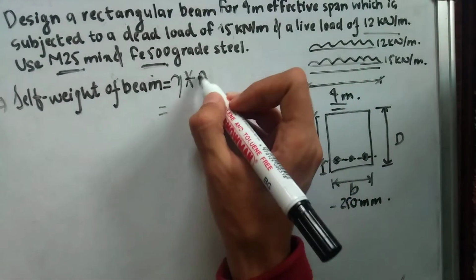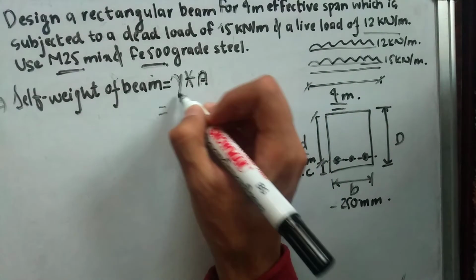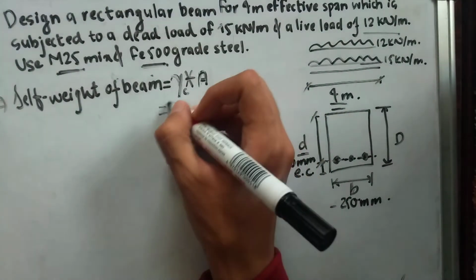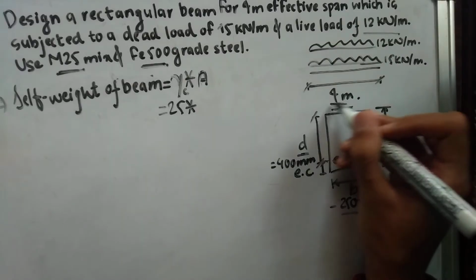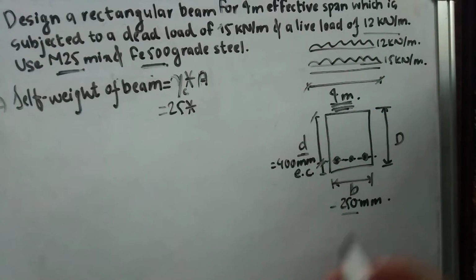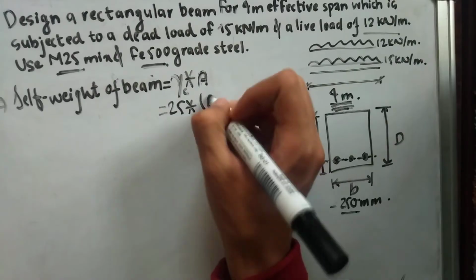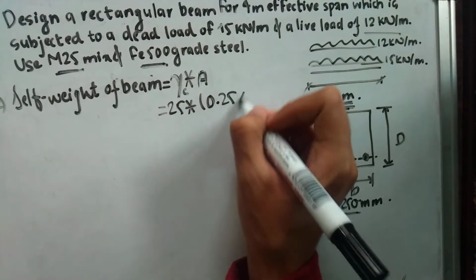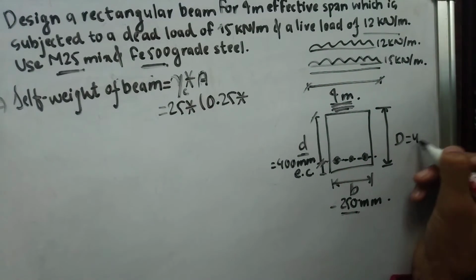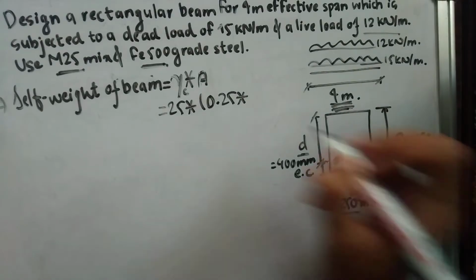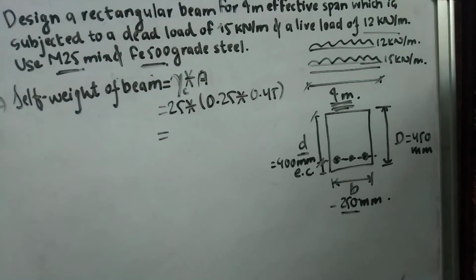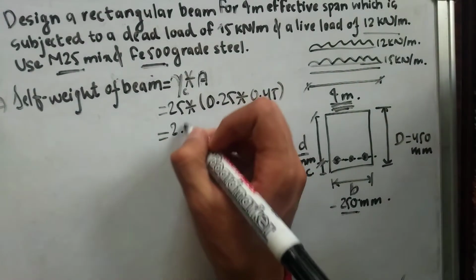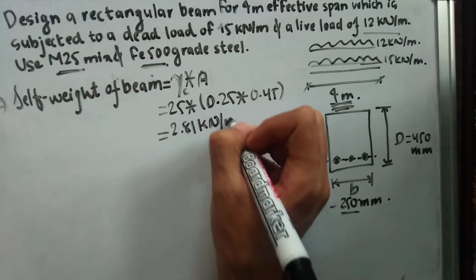So we are going to have A. Gamma C is the unit weight of concrete, which is 25, into A. Area is equal to breadth into depth. What is our breadth? Our breadth is 0.25, into the overall depth, which was 450 mm, so 0.45. On multiplying this, we get the self weight of the beam as 2.81 kilonewton per meter.